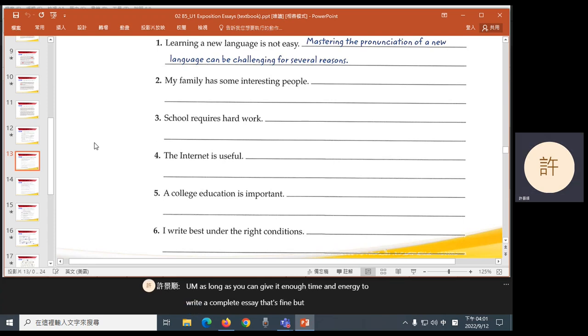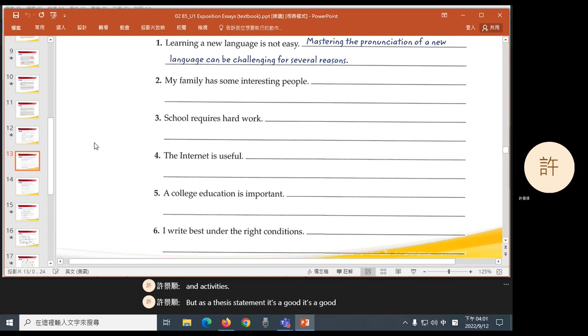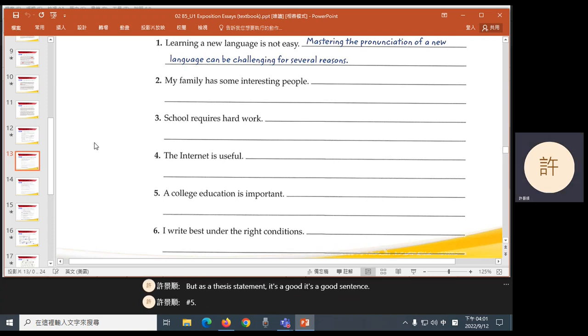But I do encourage you, I'm sure you're taking more classes than just this class. So you should try to balance your schedule. So if you want to write a longer essay, you can go ahead and do that. Just make sure you have time for your other classes and activities. But as a thesis statement, it's a good sentence. Number five, a college education is important. How can we add more detail?